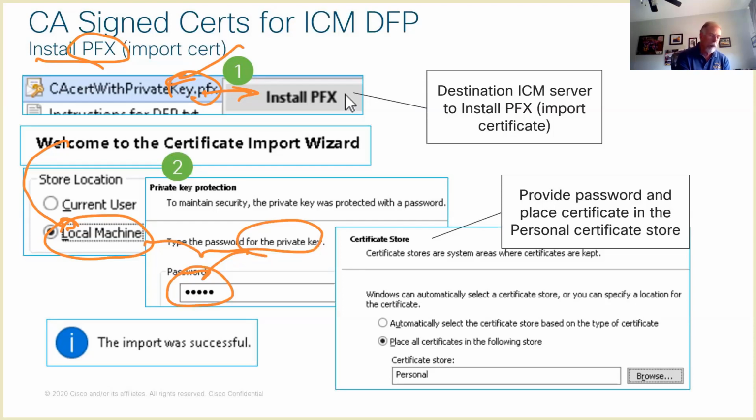And got to make sure, this is probably the key thing, that certificate that you're importing with the private key has to be placed into the local computer's personal key store. That's where this Diagnostic Framework Portico thing is going to be looking for that certificate. So in the personal key store. And you should come up with some kind of a successful import. Remember, I'm doing this on all of my ICM servers.